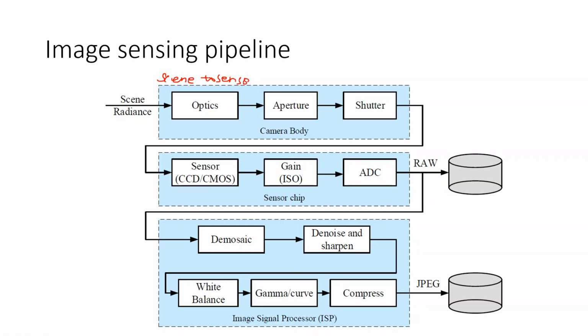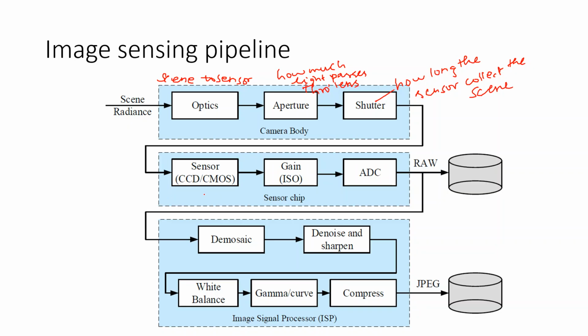Whatever we are trying to capture will be sent to the image sensor available inside the sensor chip. Then the aperture will control how much light passes through the lens. Then the shutter represents how long the sensor collects the scene.